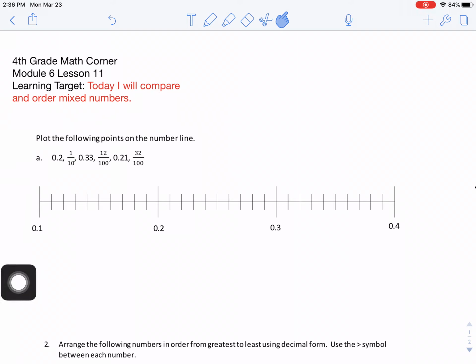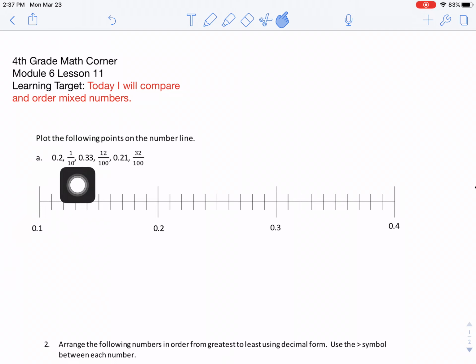So in the previous video, Mrs. Iacano talked to you about comparing decimals, fractions, and unit form numbers. Today we're going to use what Mrs. Iacano taught us, and we're going to compare and order many mixed numbers. First, in problem 1, it's asking us to plot the following points on the number line.